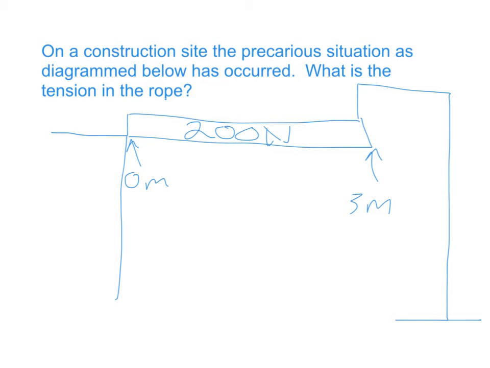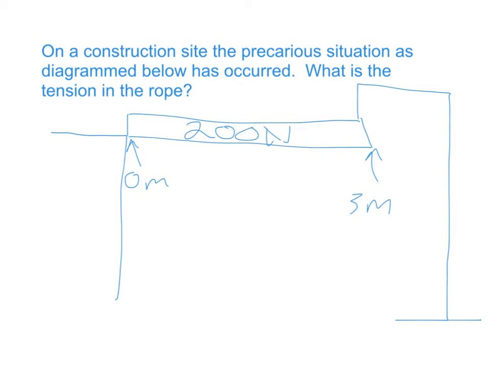All right, so the precarious situation we have here is a beam with a weight of 200 newtons that is being held up on one end, the very tippy top, on top of some sort of structure. At the other end, it's being held up by a rope. So we have this beam being balanced between some sort of structure where the beam is sitting at one end and a rope attached and holding it up at the other end. Our goal is to find the tension in the rope.